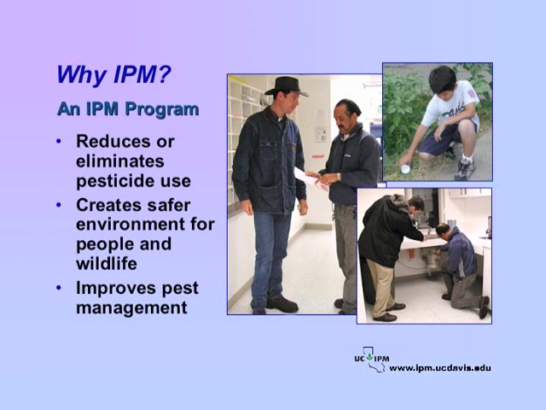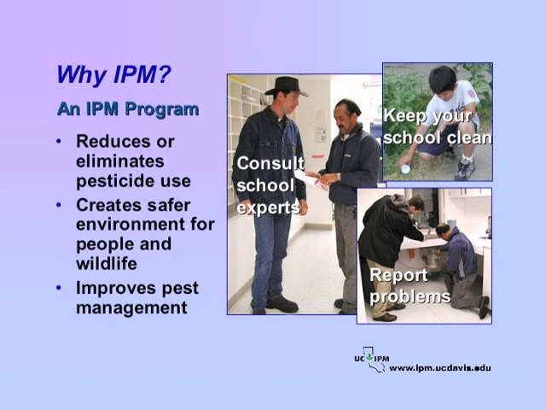IPM programs require that people work together. Everyone has a role. Students, teachers, and administrators need to keep their school grounds clean and report pest problems. Custodians respond to problems or notify school IPM coordinators. The IPM coordinator keeps records and designs an IPM program specific to the needs of each individual school.